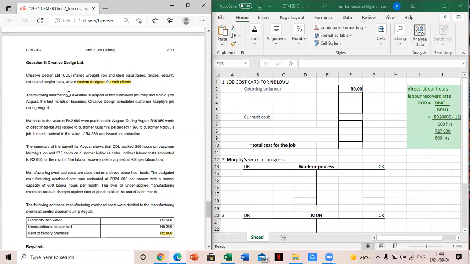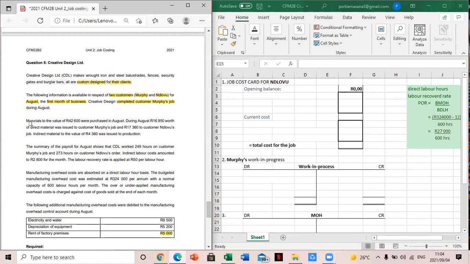The following information is available in respect of 2 customers, Murphy and Ndlovu. From the required, we're told to prepare a job cost card for Ndlovu and a work in progress account for Murphy. These are the 2 customers we have for August. The month is also important, as we do it monthly and not yearly. This was the first month of the business. Creative Designs completed, very important, customer Murphy's job during August. Nothing has been said about customer Ndlovu's job.